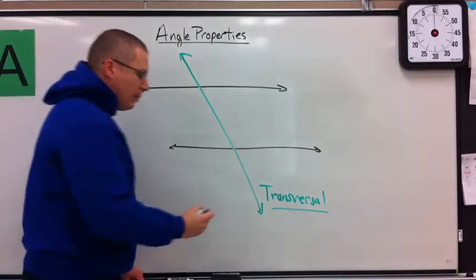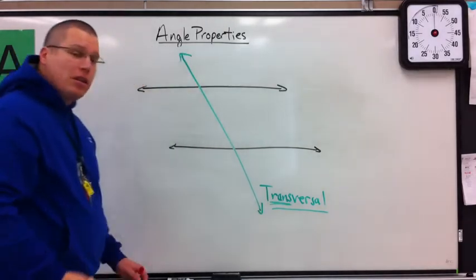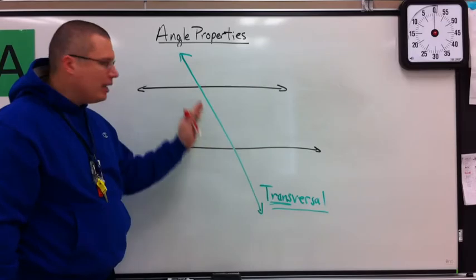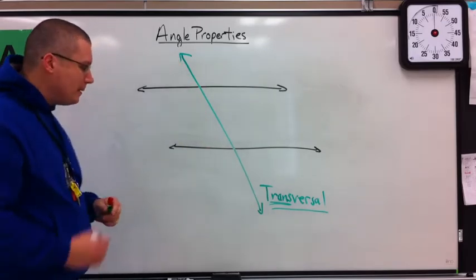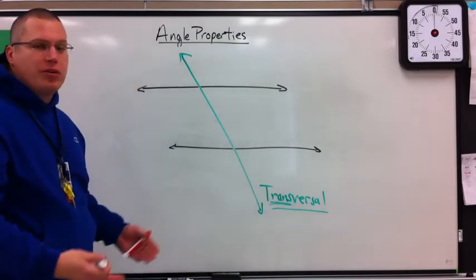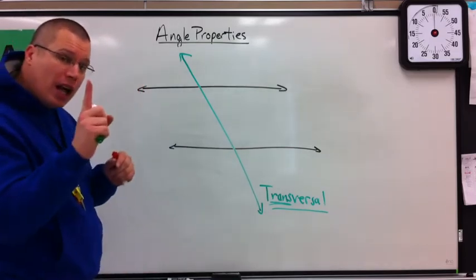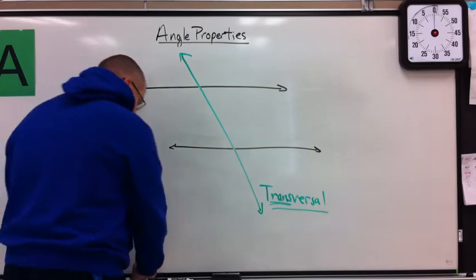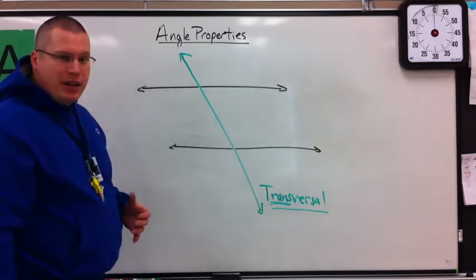Transversal means trans. The prefix trans means across. So this line is transversing, cutting across two parallel lines. It is special, so it has a special name. When we say look at the transversal, we know to look at the one line that cuts through two parallels.